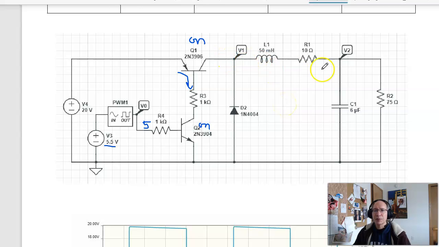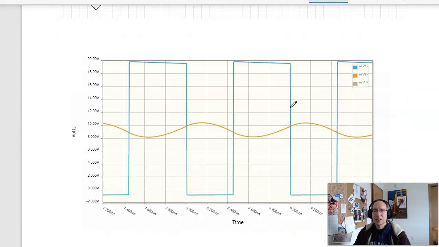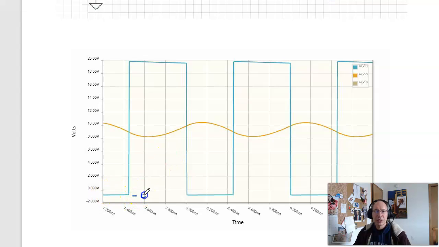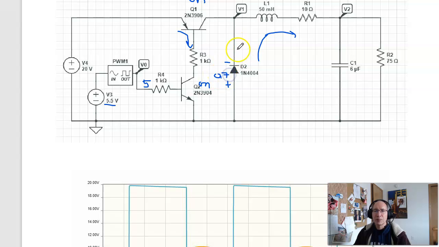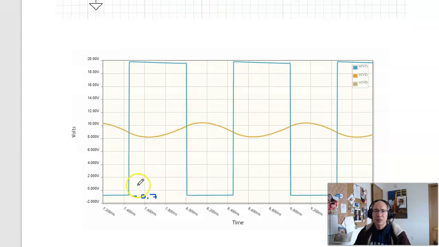If I measure the voltage at V1 and V2, here's what they look like. So not surprisingly, the voltage at V1 goes from minus 0.7 volts. Where that comes from is when the switch is open, I've got current flow. The current has to come from the diode, and the diode drops about 0.7 volts, making this minus 0.7. So that's down here.